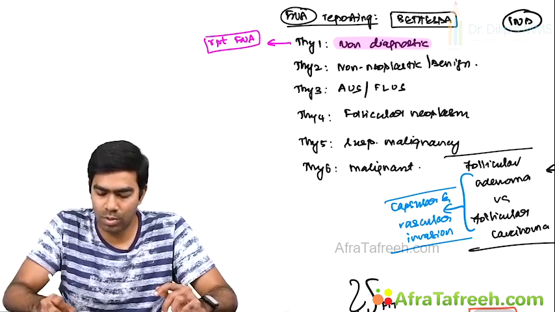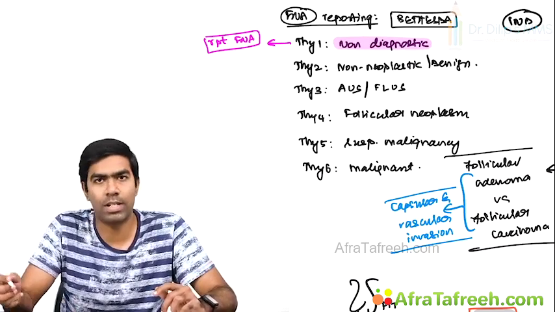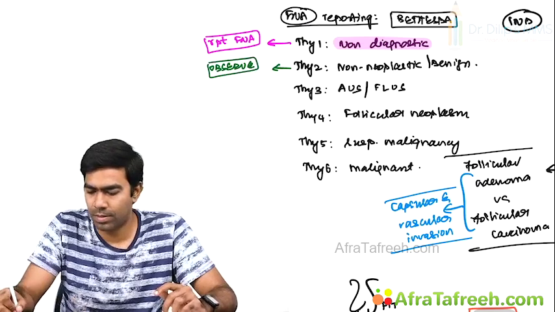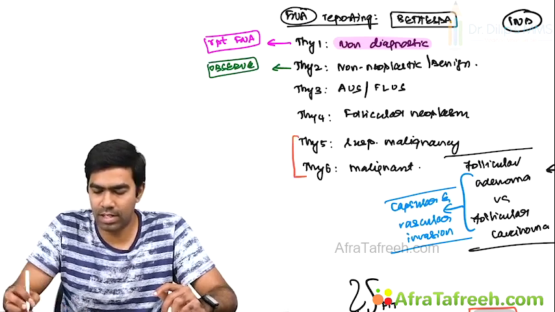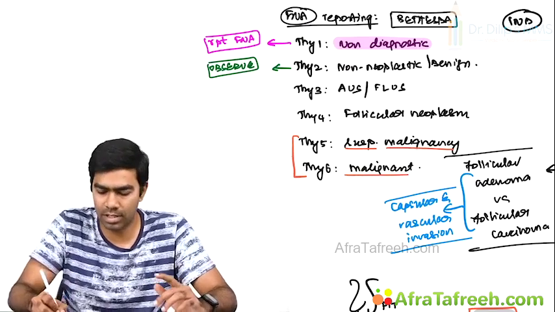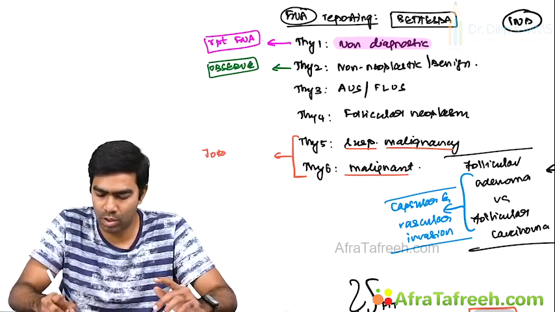In Thy2, you know it's surely a non-neoplastic and a benign lesion. So in this condition, just an observation is enough. Whereas Thy5 and Thy6 are a suspected malignancy or a surely malignant lesion. In this condition, it is better to do a total thyroidectomy.